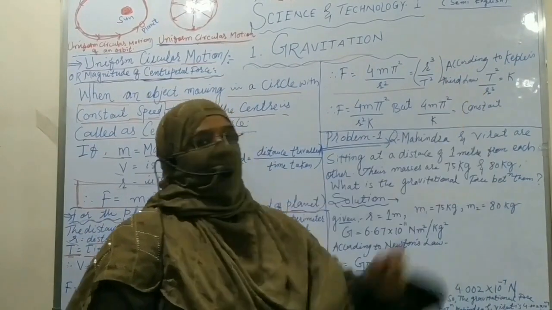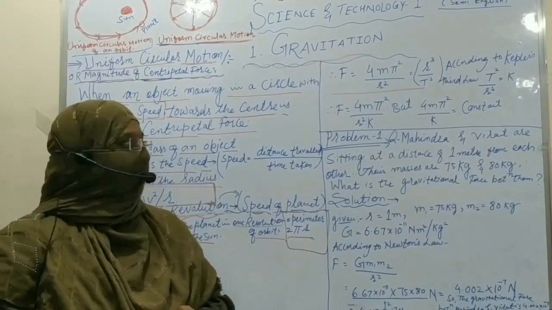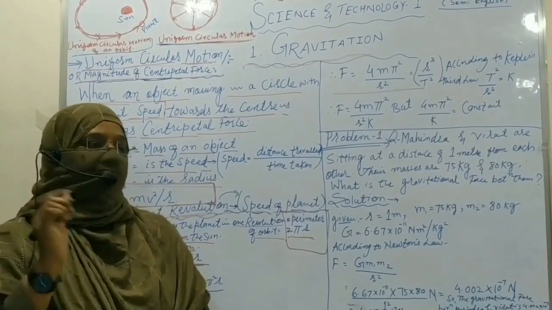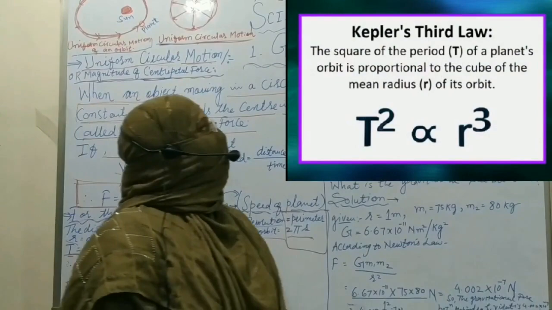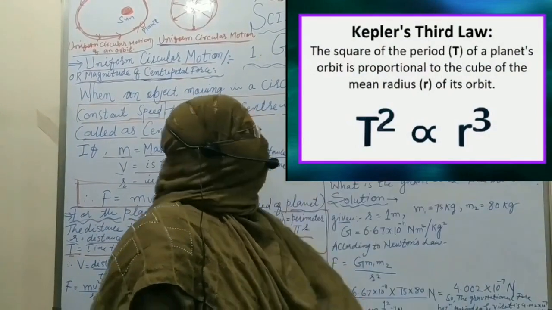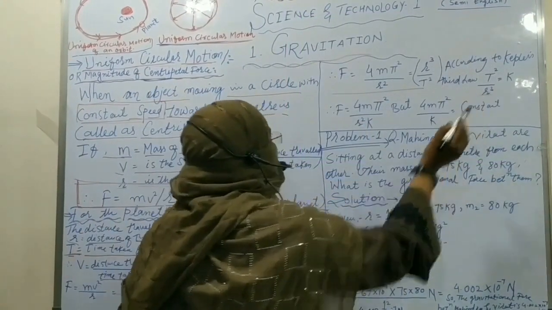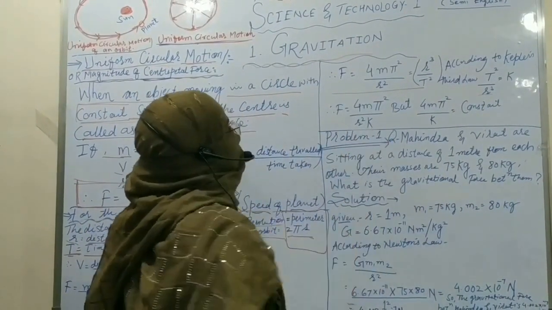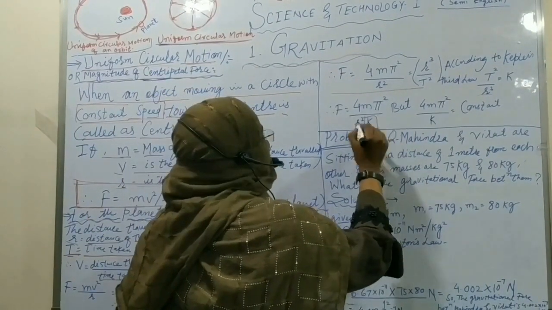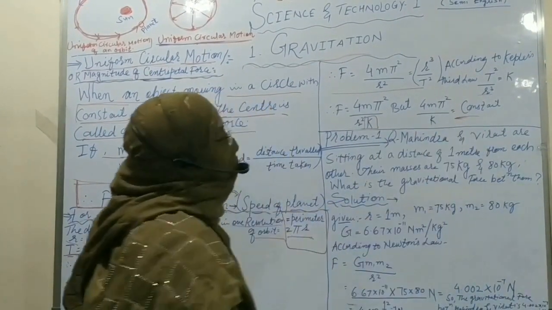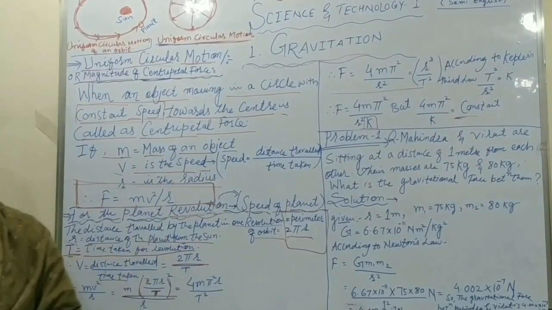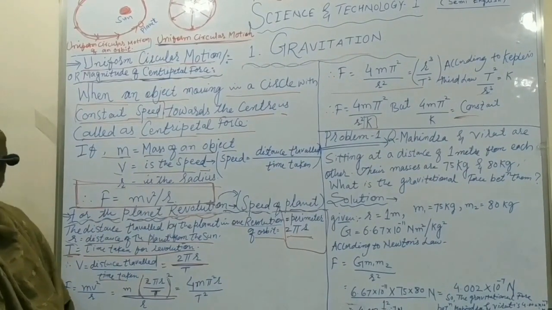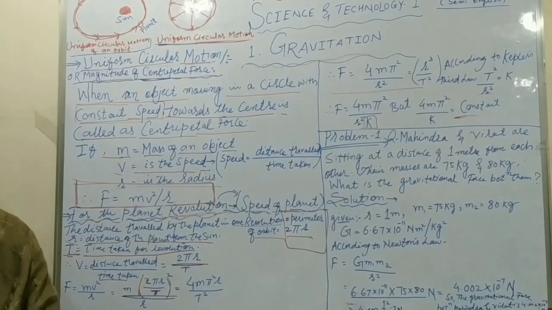According to Kepler's third law, we have seen that the square of time is directly proportional to the cube of r, and the constant is T square upon r cube. Therefore, F is equal to 4 m pi square upon K r square, where K is Kepler's constant. It is the value for the various orbits of the planets which rotate in the solar system. So by this formula we can calculate the force.